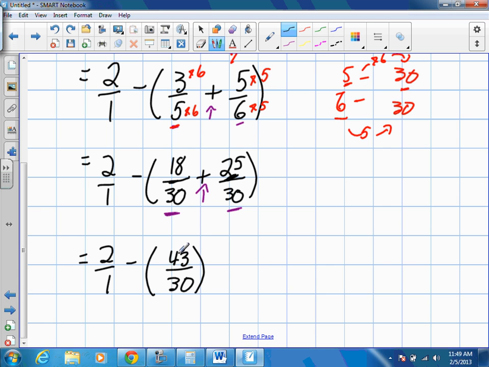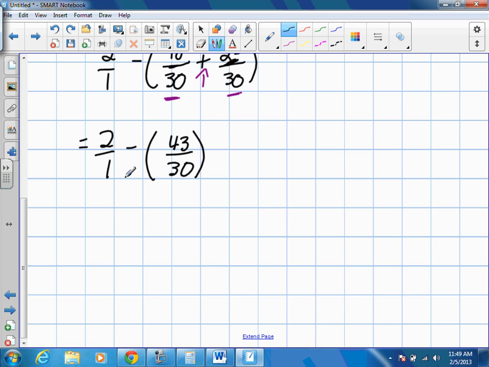Okay, so now again I have a subtraction question, but our denominators are not the same. Well, luckily this one is 1, and to change it to a number that is a multiple of 30, I can just use the number 30 itself. So I'm going to multiply the first fraction, the top and the bottom, by 30. 2 times 30 will give us 60, and 1 times 30 will give us 30.